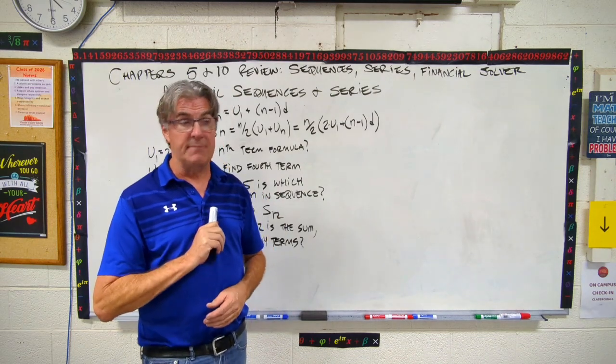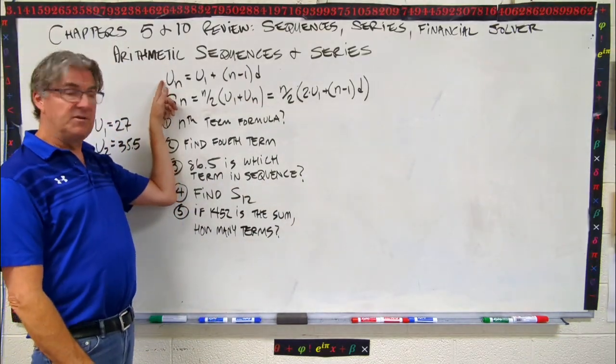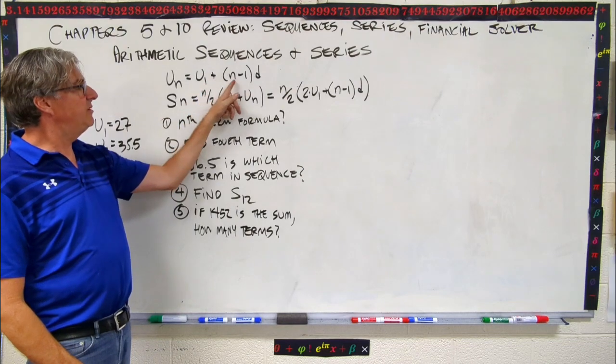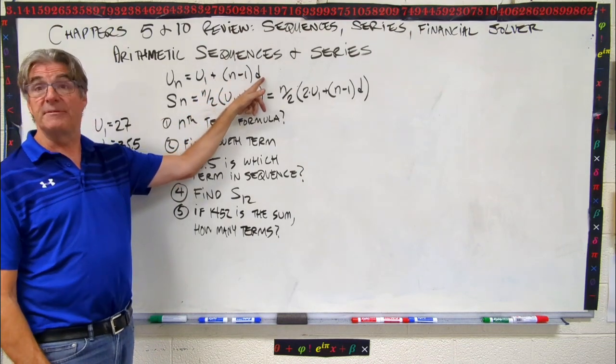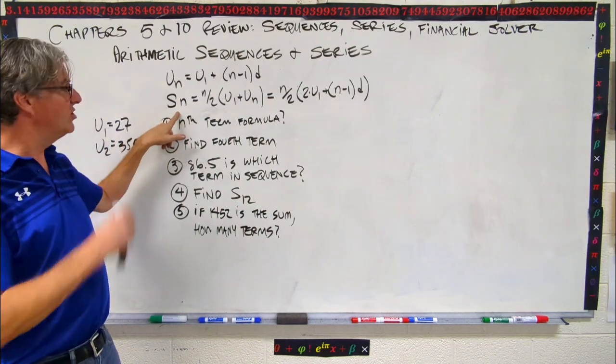Okay, let's take a look at a problem. Actually, here are our 2 formulas. The nth term formula is simply the first term plus n minus 1 times the common difference. Pretty straightforward. Now the sum formula has 2 versions.